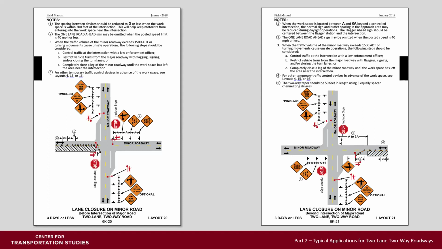A fourth flagger was added to this layout on the downstream side of the major roadway intersection because it's down to one lane of traffic and two-direction traffic there.